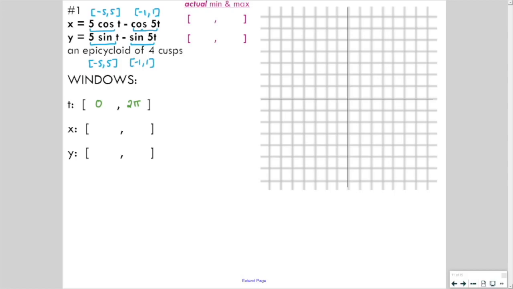So our actual minimum for x is going to be negative 6. Our actual maximum for x then is going to be 6. And the same thing for y. We look at the two minimums, combine them, look at the two maximums, combine them. So those are the minimums and the maximums for x and y.